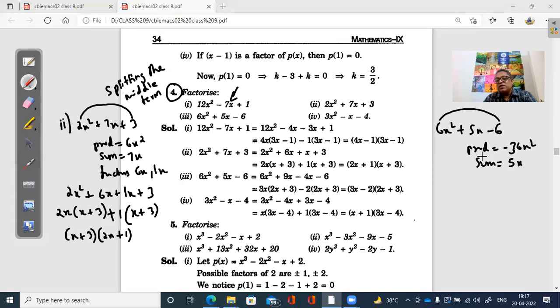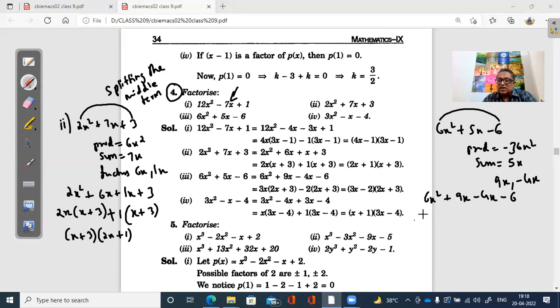So what factors will give you 36 on multiplying, and then adding will give you 5. You have to spend some time and see how 36 can be made. 12 3s are 36, then 9 4s are 36, 2 into 18 is 36. So among all those factors, the one that fits is 9 and 4, because 9 into 4 is 36 and 9 minus 4 is 5. So these are the factors, 9x and minus 4x. 9 minus 4 gives 5, and 9 into minus 4 is minus 36. So first number 6x square as it is, plus 9x minus 4x minus 6. See, the first and last I have written as it is. The middle term I have split into 9x minus 4x.